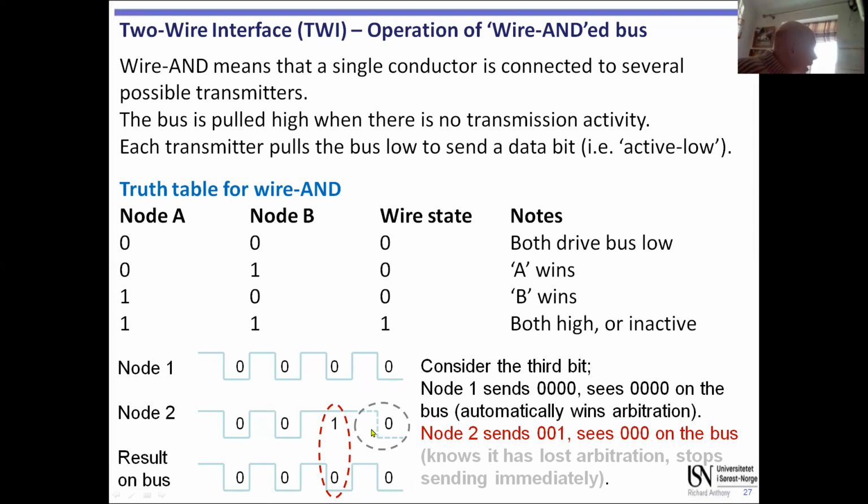So it knows it has lost arbitration. It knows that something else is on the bus as well. And node 2 will stop transmitting. And node 1 now has control of the bus. And once node 2 has stopped transmitting, it must not start transmitting again until it sees a stop signal. So this is a way in which if multiple transmissions do occur, one device will win effectively. It is like automatic voting, really. The first one to transmit a 1 when the other transmits a 0 loses.